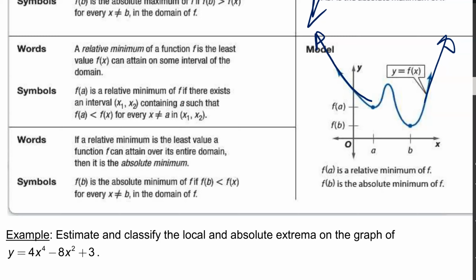f of a is a relative minimum of f, as long as my interval is only locally around it. So it's only a relative, but if it was over the whole domain of my function, then b, where f of b would be the absolute minimum.